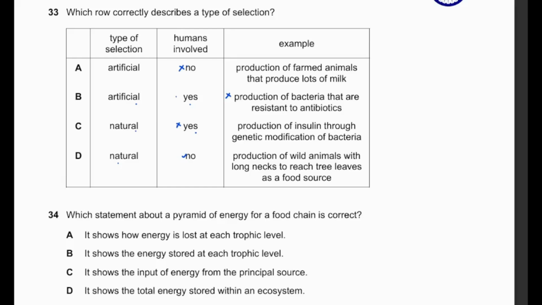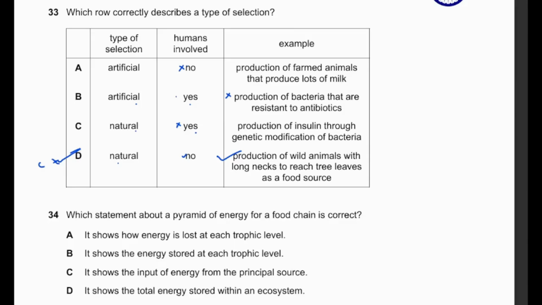Giraffe, right. Natural selection. This is the correct one. So the D, natural selection here, they are talking about the giraffe. Those who survived, remember, the necks were very much long. They were able to grab the food. So D is the correct one.